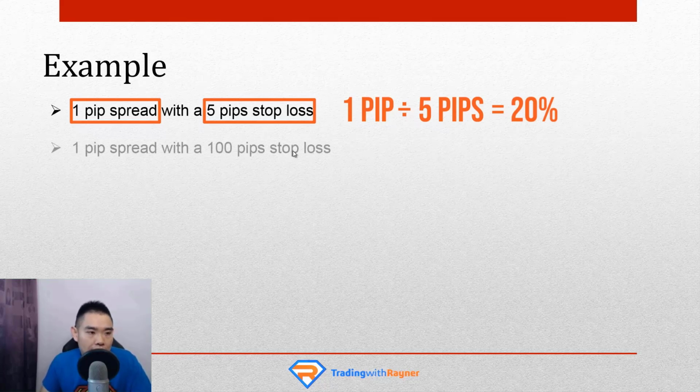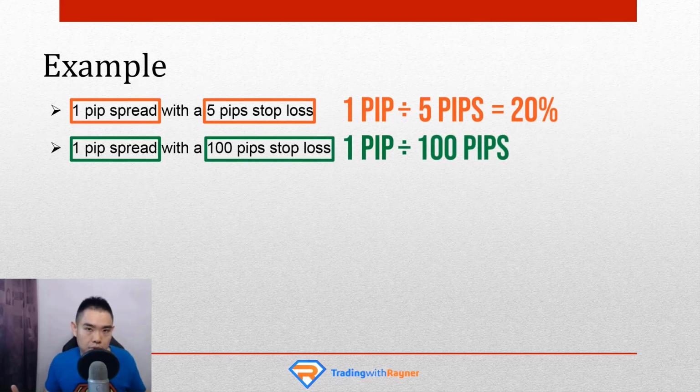On the other hand, if you have a 1 pip spread, but your stop loss is 100 pips, and the reason why you can afford a 100 pip stop loss is because you're trading off the higher time frame, you have a wider stop loss. In this case, the 1 pip spread is only 1% of the size of your stop loss. So you can see that the percentage of your stop loss you're paying as spread is smaller when you have a wider stop loss, and a wider stop loss usually comes from trading off the higher time frame.